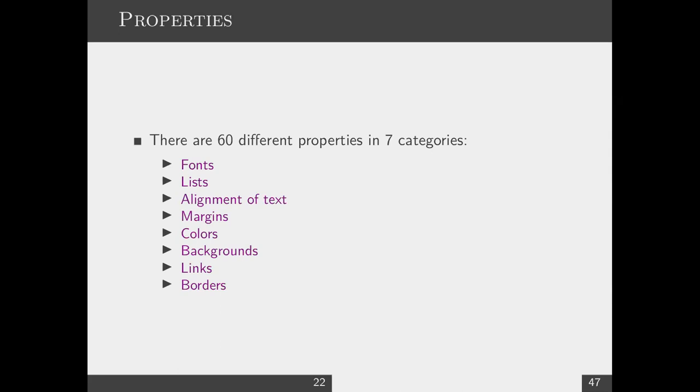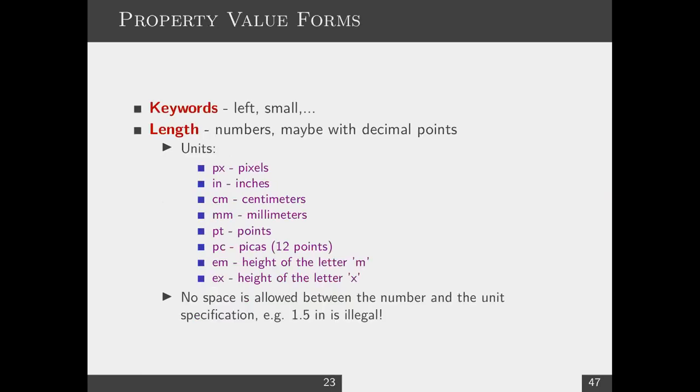So you could have things like fonts. You have properties for lists, for aligning of text, for margins. You have colors, backgrounds, links, borders. Of course there are so many other properties you could have here, but these are the most common ones. So we'll look at one at a time.